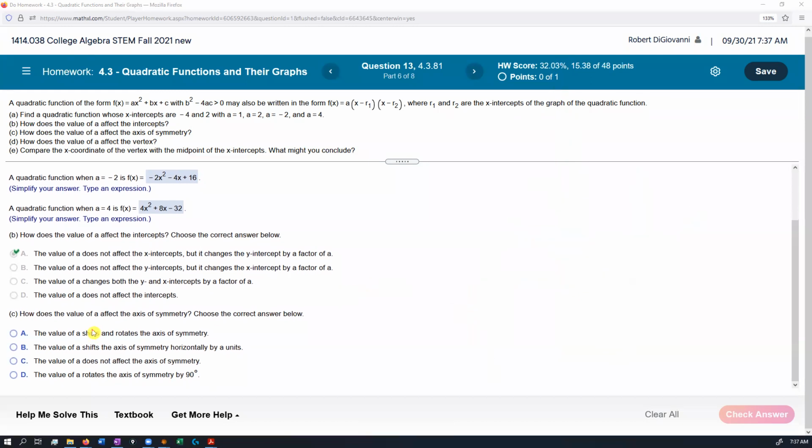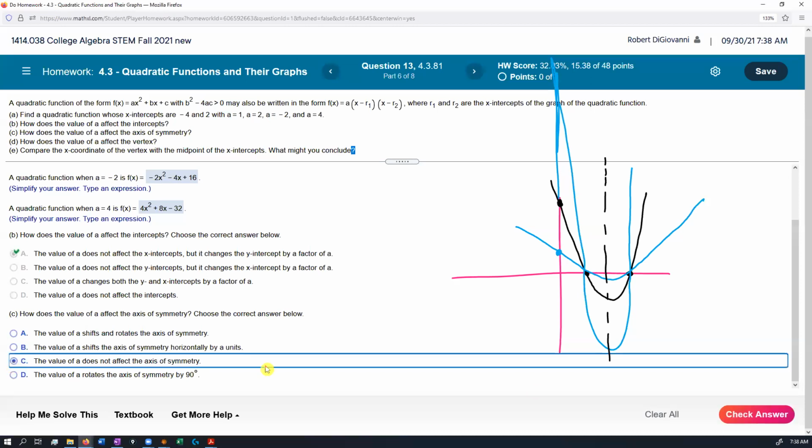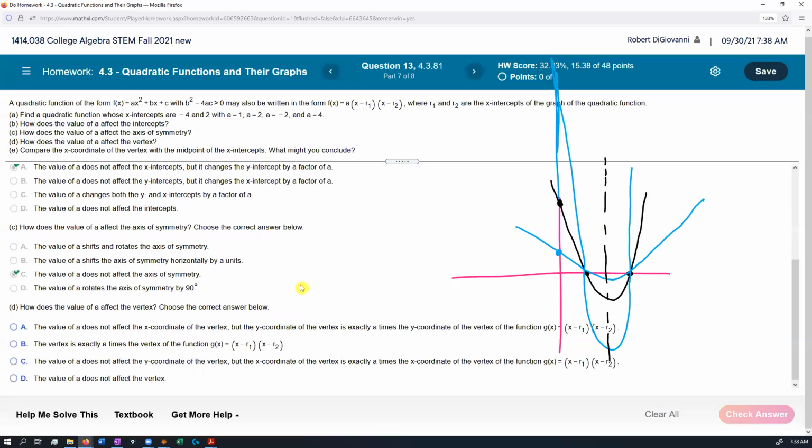Okay, how does the value of A affect the axis of symmetry? That doesn't change, because everything I just drew, let me bring that back up, all of these would still have the same axis of symmetry through here. So it does not change it at all. How does it affect the vertex? Well, it moves the vertex, because in different scenarios our vertex can be in different places.